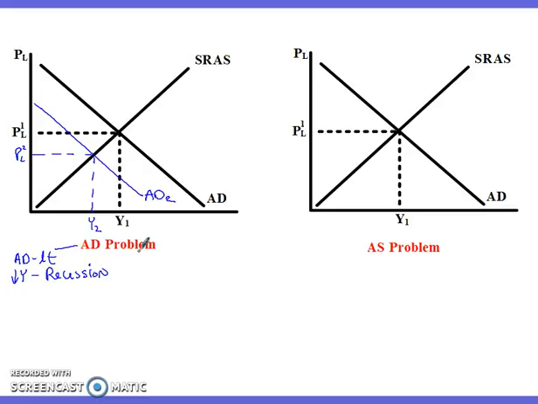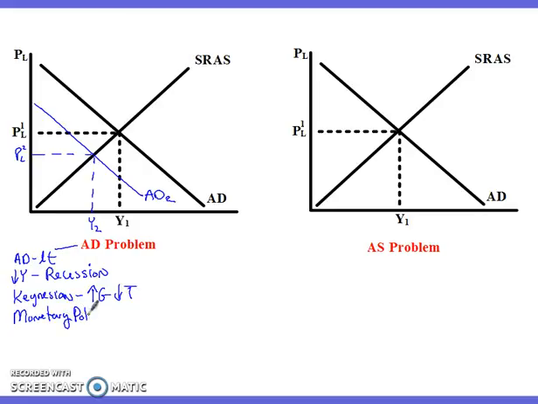What are aggregate demand solutions? Well, one of them is the Keynesian response, and that would be expansionary fiscal policy, where we're going to increase government spending and cut taxes in order to shift that aggregate demand curve back to the right. Problem solved.